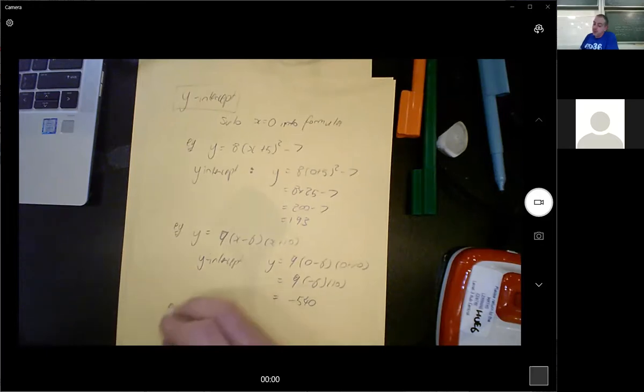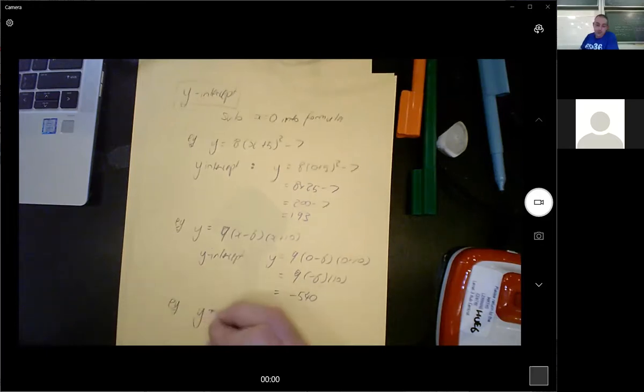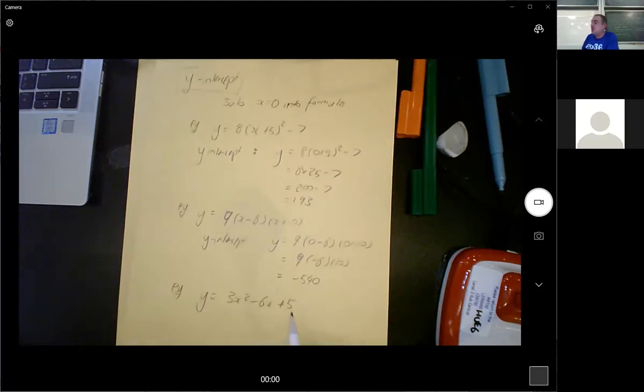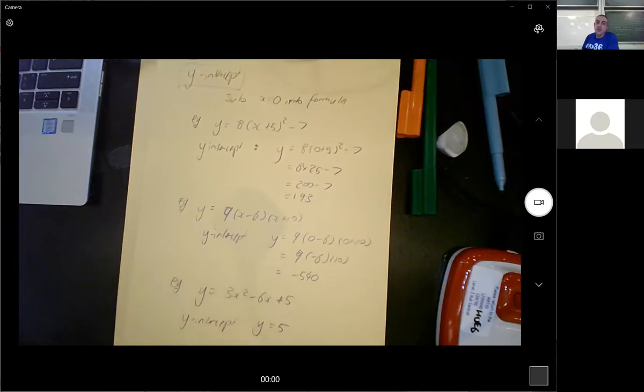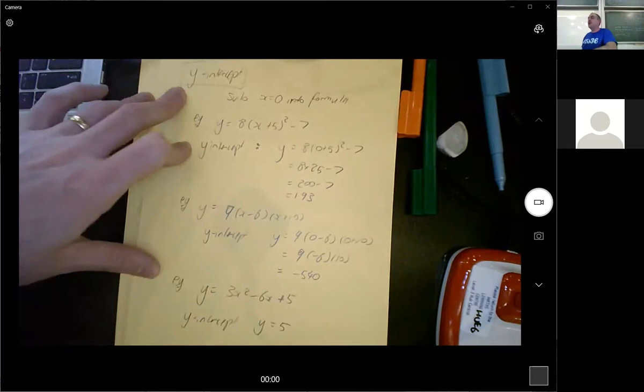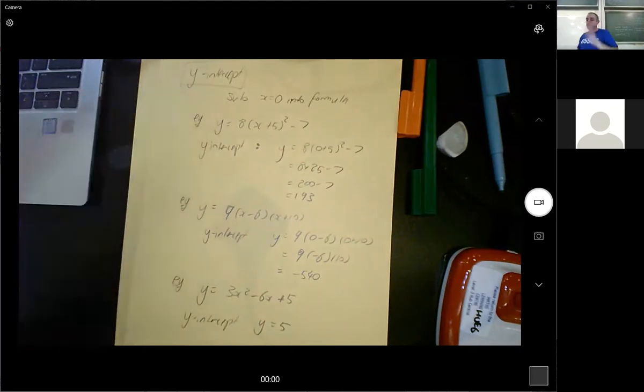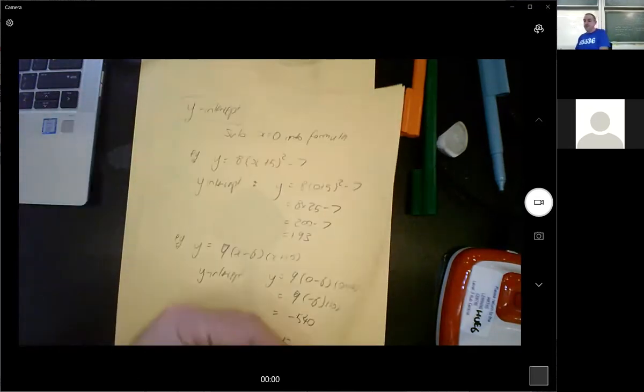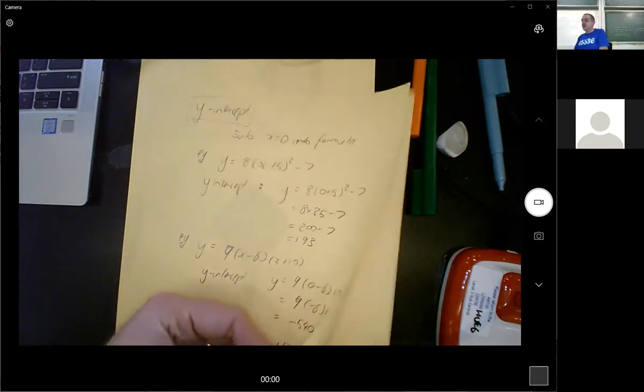But for a function that's already in standard form, when I sub in 0, this will be 0 and this will be 0, and so the y-intercept will be that number on the end. So you're allowed to skip that bit because it always happens. But with these ones, you're going to have to sub it in because it's going to be a little hard to tell. That's y-intercepts. We do the vertex next.